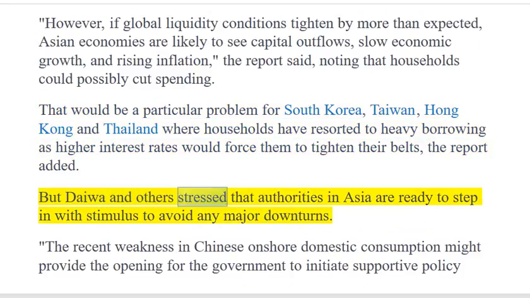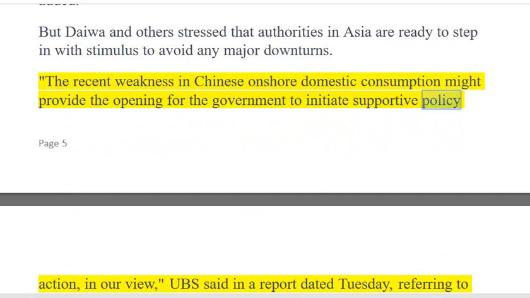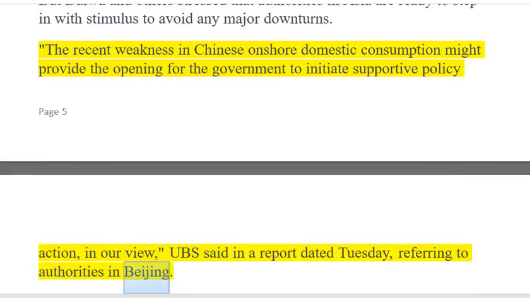But Daiwa and others stress that authorities in Asia are ready to step in with stimulus to avoid any major downturns. The recent weakness in Chinese onshore domestic consumption might provide the opening for the government to initiate supportive policy action, in our view, UBS said in a report dated Tuesday, referring to authorities in Beijing.